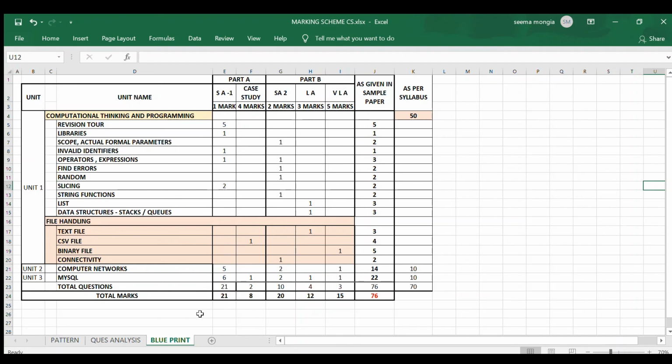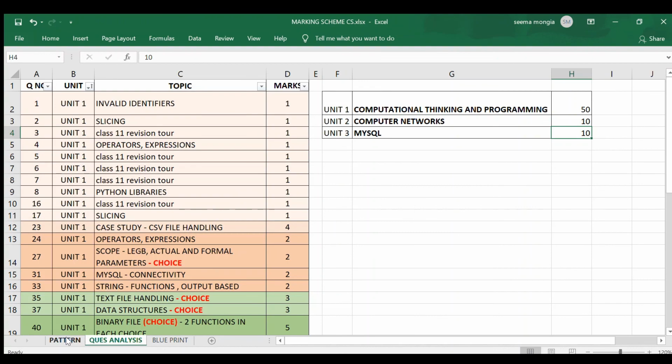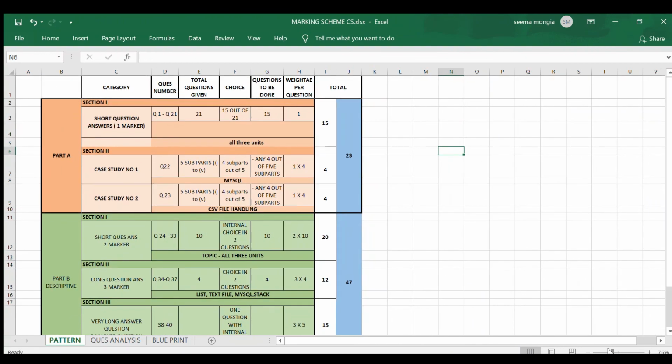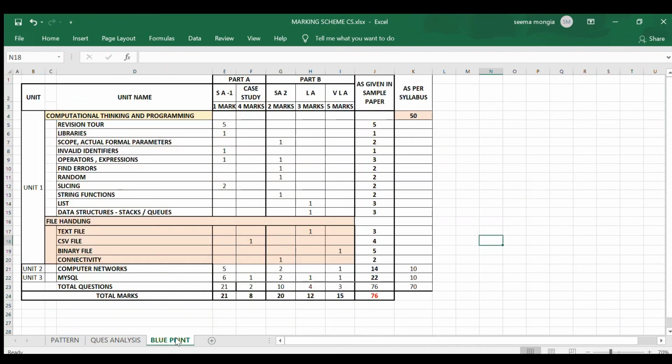So this is all about my analysis of the paper. Definitely this is my personal opinion, but whatever data and statistics have been displayed over here, this is all on the basis of the sample paper which has been released by the CBSE. So all the best to the students, prepare well, and keep in mind that the sample paper is just a sample. It is not a 100% replica of what kind of paper is going to appear in board exams.